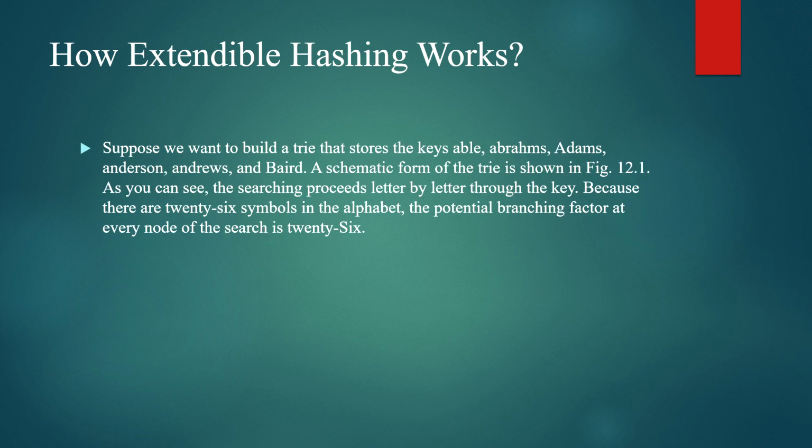Suppose we want to build a trie that stores the keys Abel, Abrams, Adams, Anderson, Andrews, and Baird. A schematic form of the trie is shown in figure 12.1. As you can see, the searching proceeds letter by letter through the key. Because there are 26 symbols in the alphabet, the potential branching factor at every node of the search is 26.